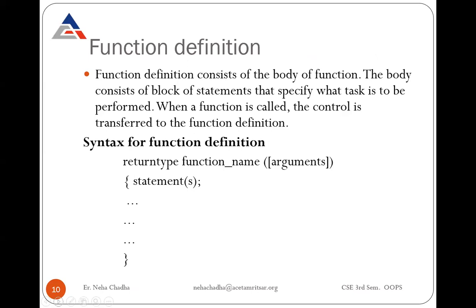Then comes the function definition. A function definition consists of the body of the function. The body consists of a block of statements that specify what task is going to be performed. We have created one example here of what a function definition will do, that the sum will be performed among two numbers. Similarly, it will depend upon you which type of function you are going to perform. When the function is called, the control is transferred to the function definition. How this control will get transferred, I will come over the board.